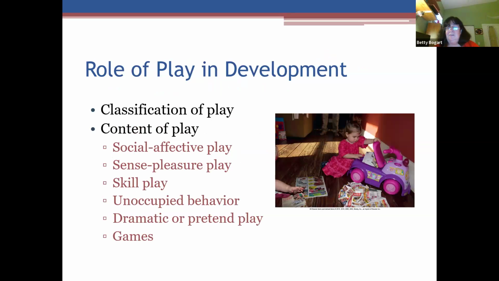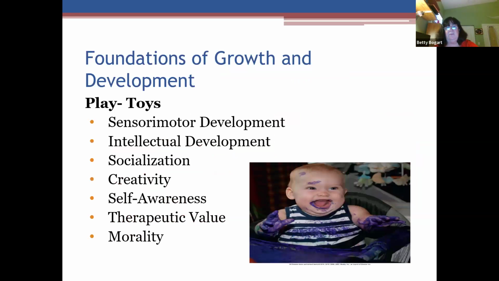Now, play. Do you have children or no children? 24 hours a day if you let them. They're going to play with whatever, right? Well, there's different types of play and there's different names of them, okay? It could be social with other people. It could be sense pleasure, which is like sand, mud, stuff that's texture that you can touch. Skill, building up blocks or making a train set. Unoccupied play, behavior, just sitting there alone.